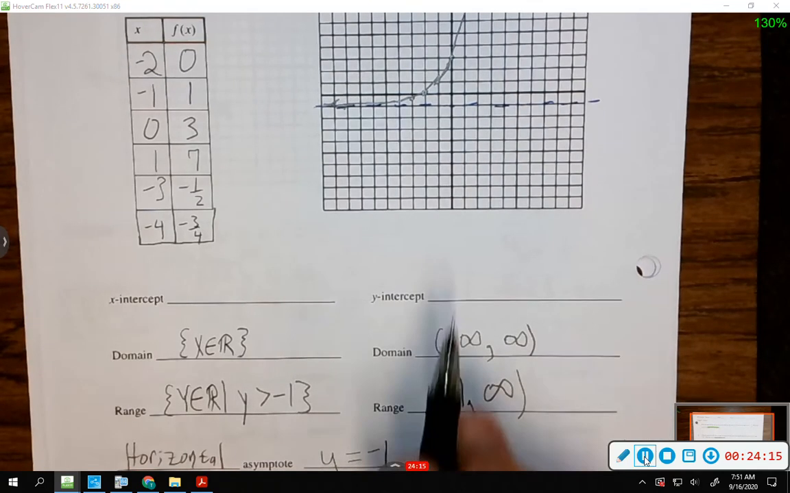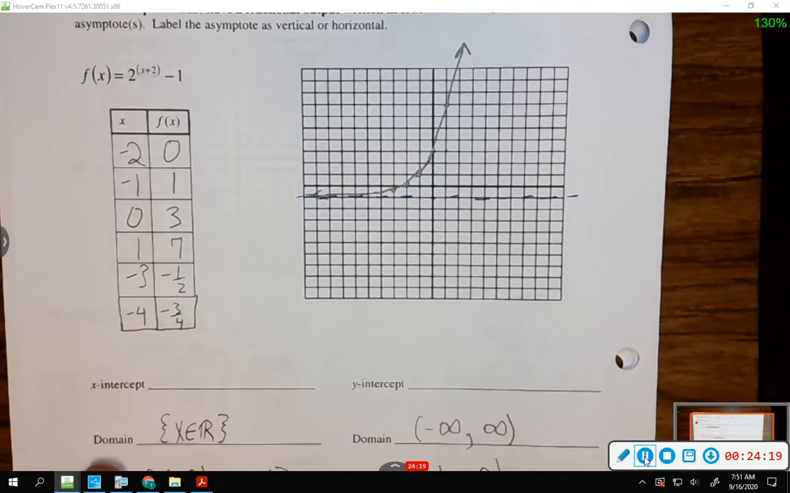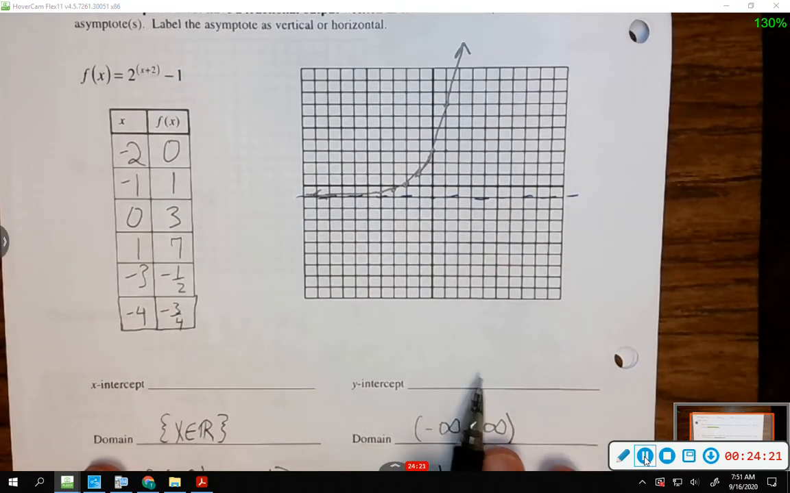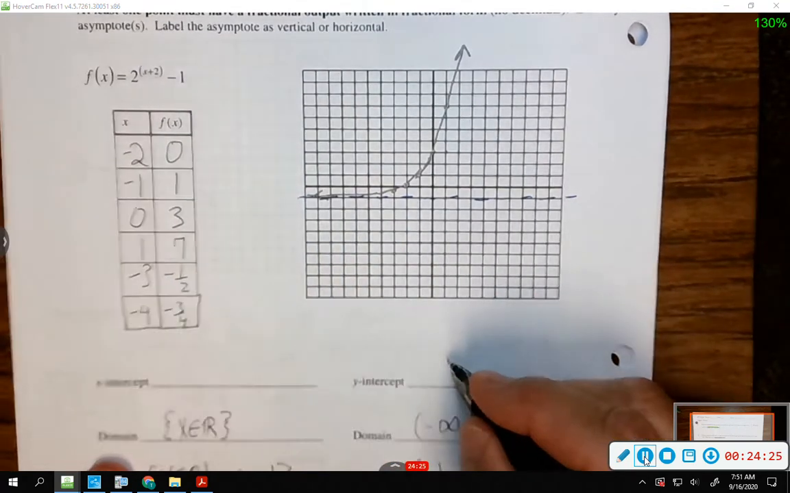X-intercept. Well, it definitely crosses the x-axis. So we'll talk about that here in a minute. Y-intercept is always the easiest because I just plug in 0 for x. Well, I already did that right here. That's the point 0, 3.